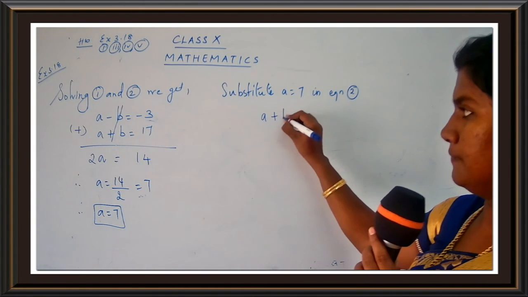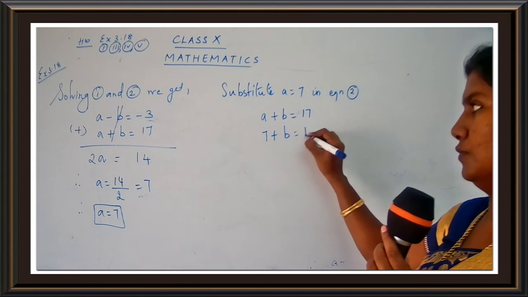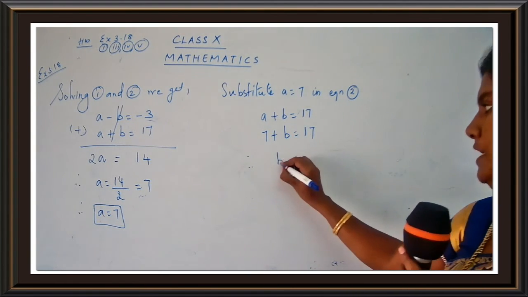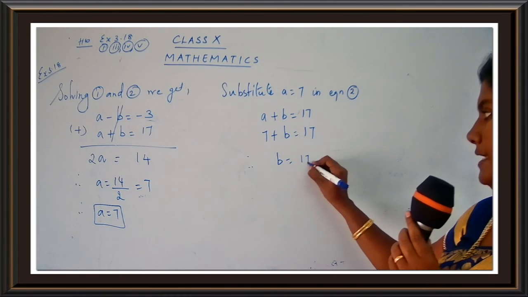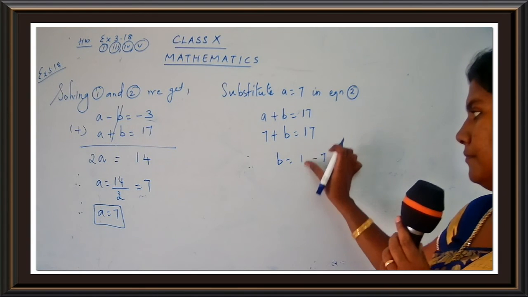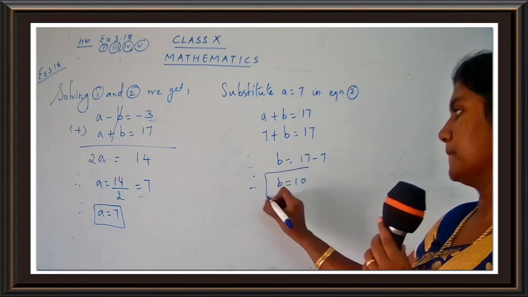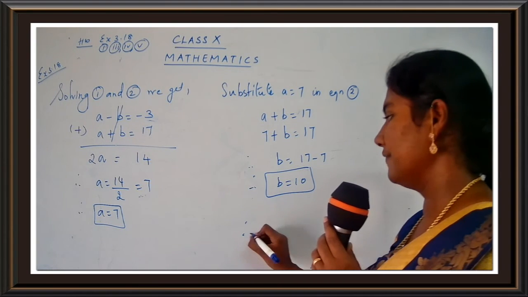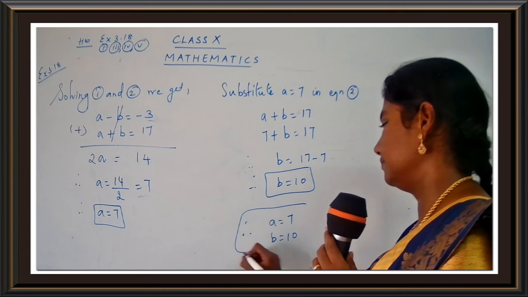So A plus B is equal to 17. 7 plus B is equal to 17. So B is equal to, I am going to shift 7 to this side. So 17 minus 7. Therefore B is equal to 10. It's a very easy answer. So we have found the values. So A is equal to 7. B is equal to 10.